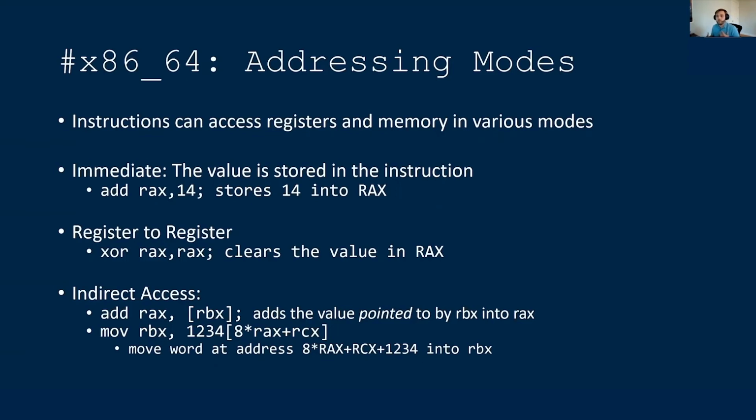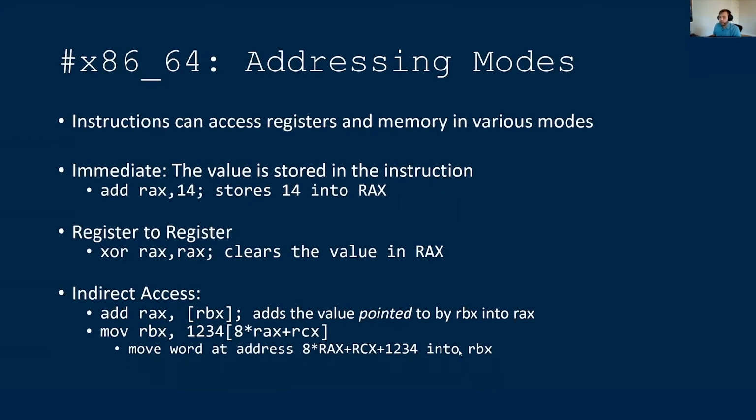We talked about this before, but essentially there are different ways instructions can reference registers and memory. The simplest form is the immediate addressing mode like this, where the instruction add RAX, 14 adds 14 to RAX and stores it back into RAX. And as we showed before, you can also do this on a register-to-register basis. So you can XOR RAX with itself, which again would clear the value.